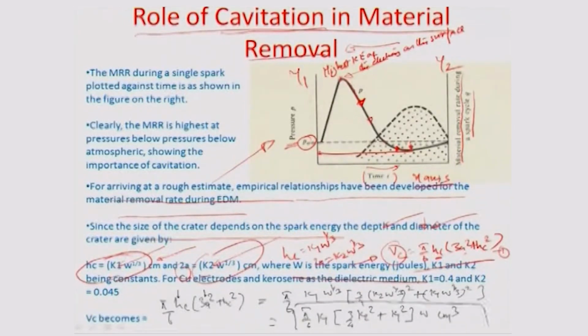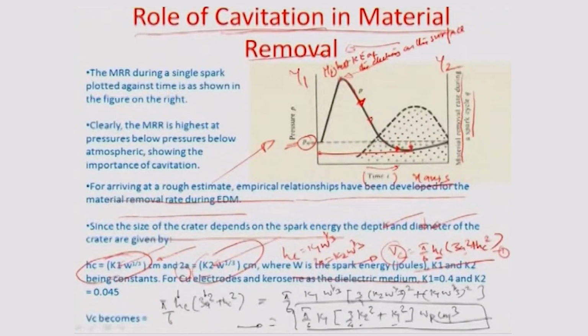So, that is how the volume can be estimated empirically out of the various powers that the system is using, in joules W. So, this is the spark power or spark energy, and the various constants K1 and K2 depend on what is the medium, what are the two electrodes, and so on and so forth.